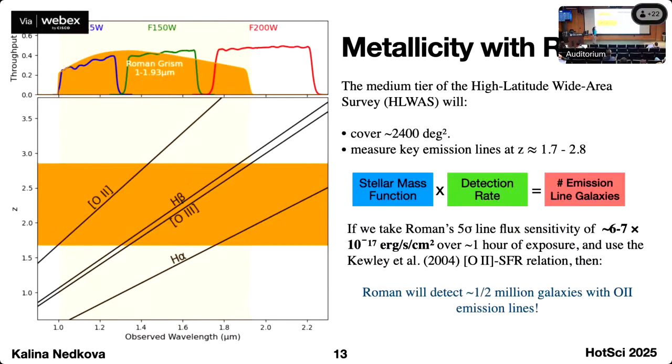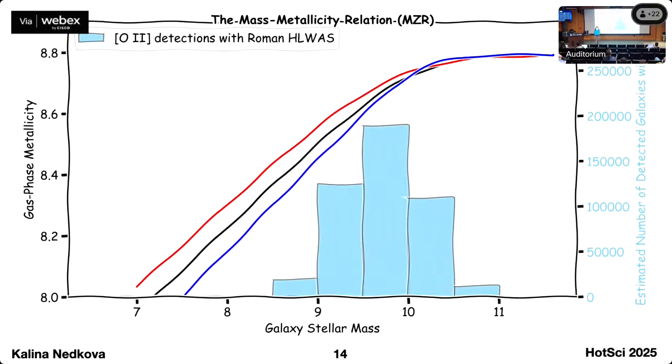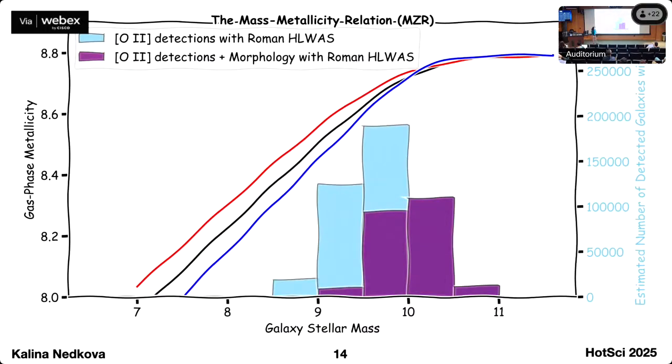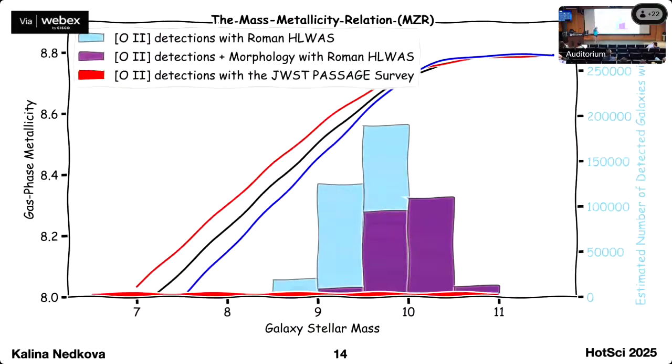And if we do that, we get that Roman will detect about 500,000 galaxies with O2 emission lines. Just to give you a sense of what this looks like, here I'm showing you the mass distribution of these expected detections. For the ones shown here in purple, we will also be able to get morphological measurements because these will also have very deep imaging. And here's PASSAGE. So you can see the difference in scale between what Roman will get and what PASSAGE is giving us.